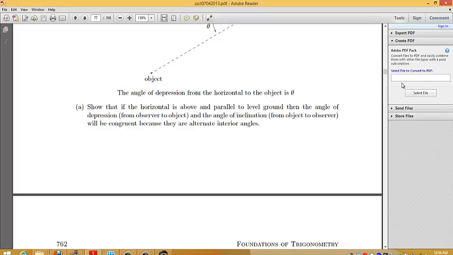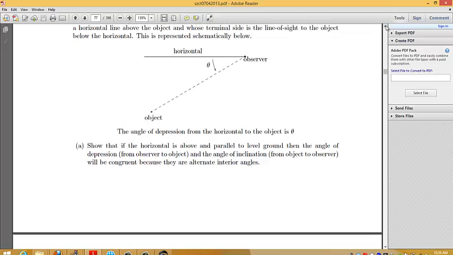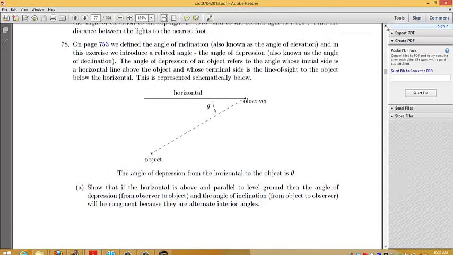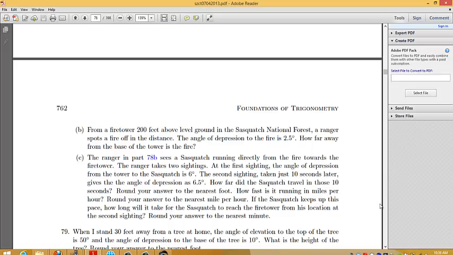Yeah, I'd like to do at least 1 or 2 exercises with what are called angle of elevation or angle of depression. Okay? And they define it on page 753 if you want to look at their picture. But I'm going to go ahead and try a problem like this, number 79.